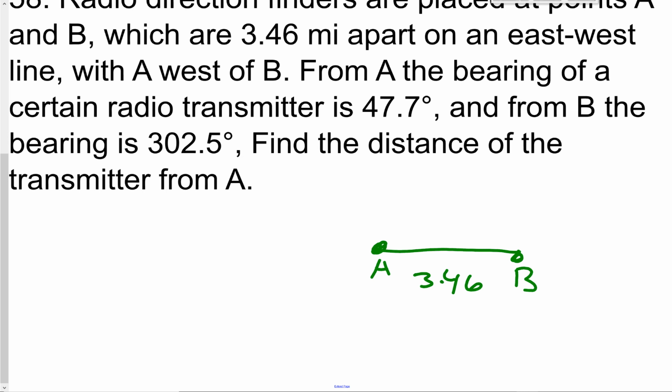So that bearing is just 47.7, which means it's off of a straight north bearing. So a north bearing of 47 degrees. Here would be 90, so 47 is probably somewhere about half, so going this way. There's the radio transmitter, 47.7.